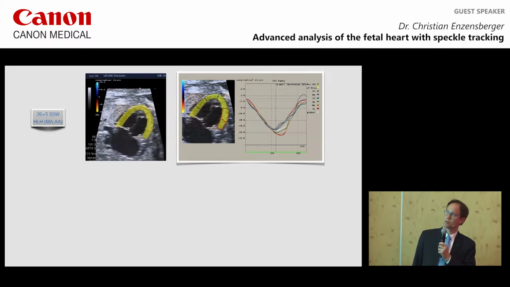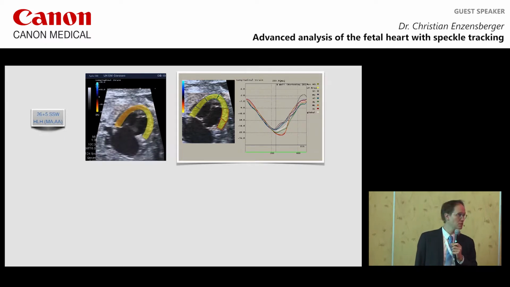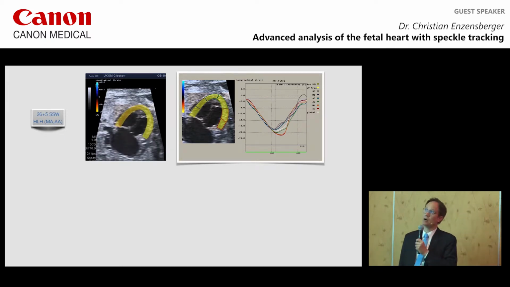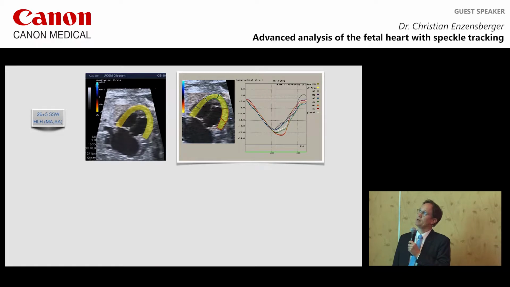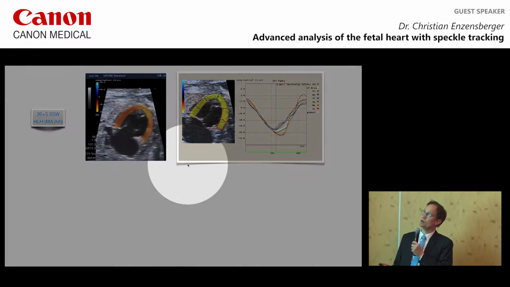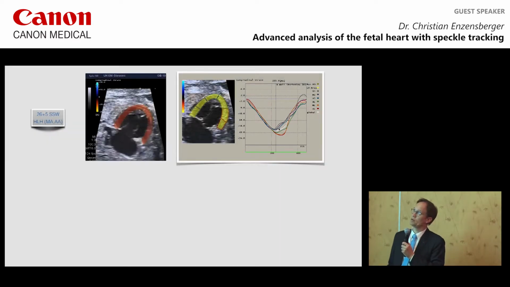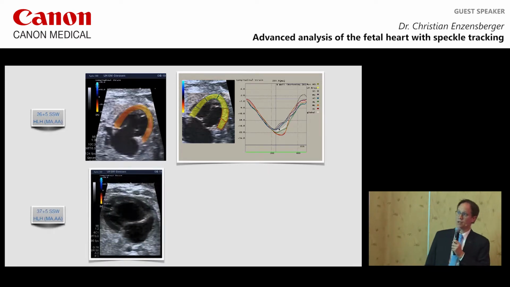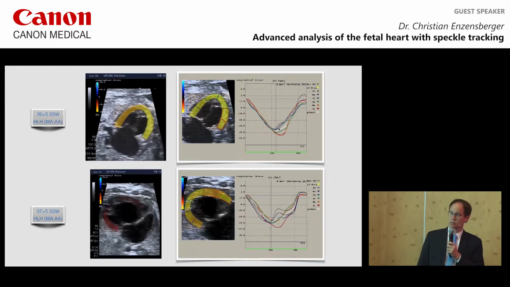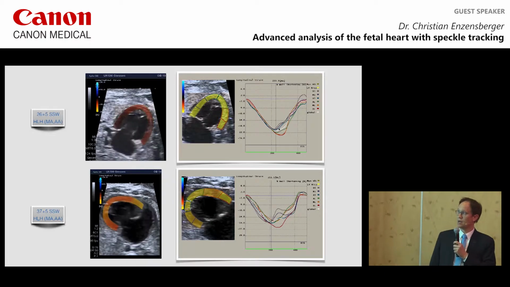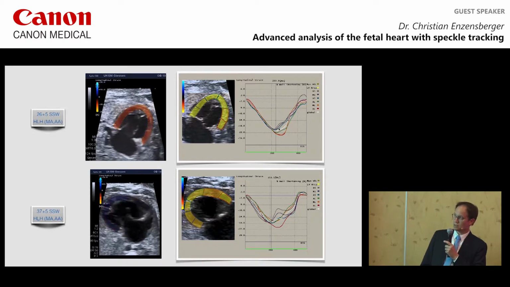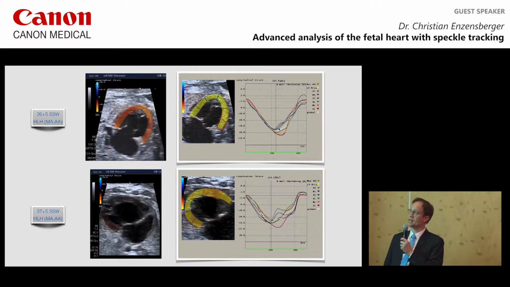27 weeks with a classical hypoplastic left heart, mitral atresia, aortic atresia. Here, interestingly, the global longitudinal strain, it's the white graph here, with a normal value, like the one here in 38 weeks, also a classical one, minus 18%.